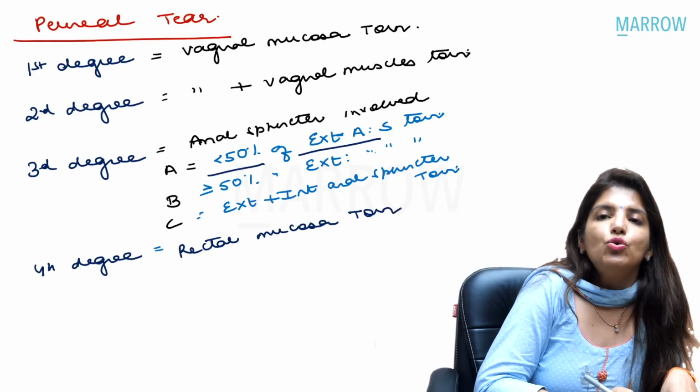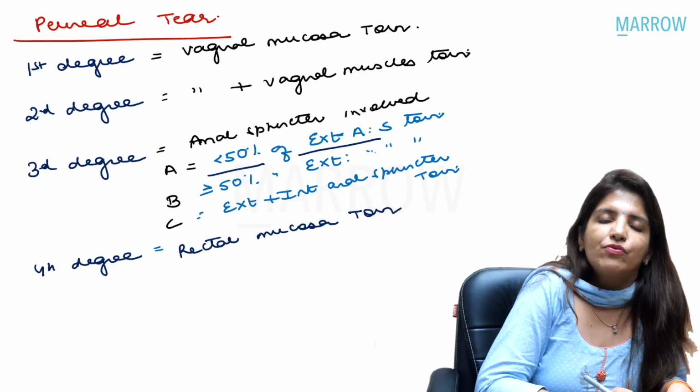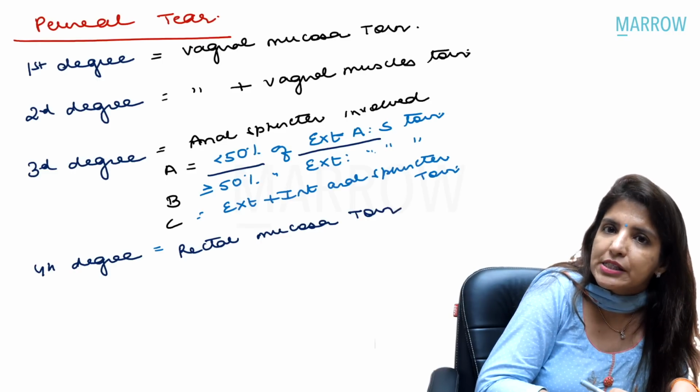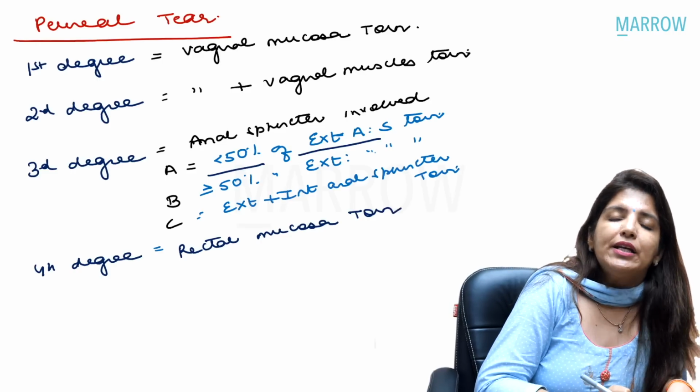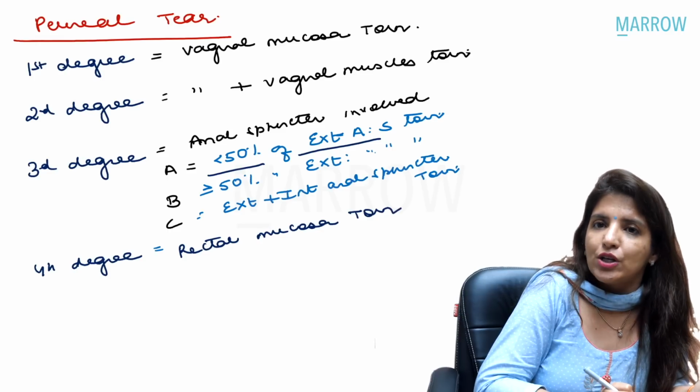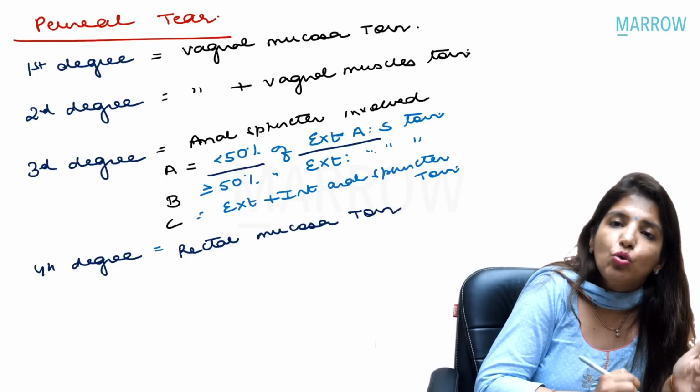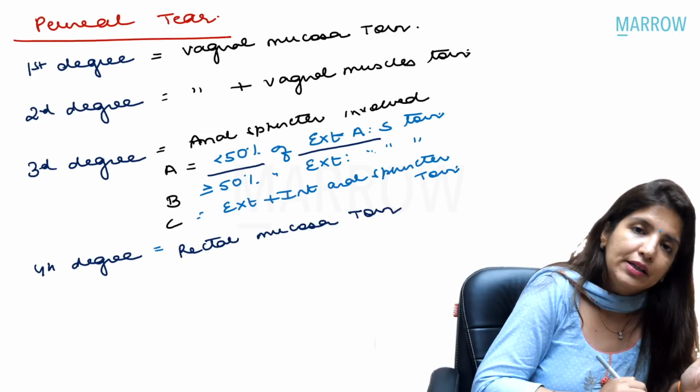Now, suppose you notice a tear within 24 hours of delivery, then the time of repair of a perineal tear is immediate. But if a perineal tear is noted after 24 hours of delivery, then you have to wait for 2 weeks before you repair the perineal tear.